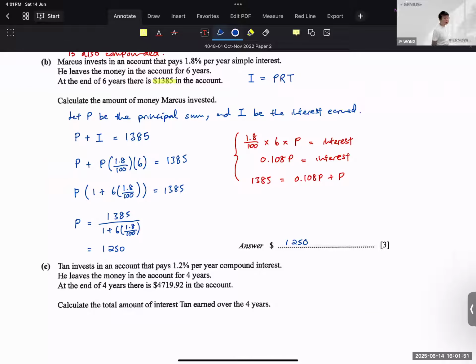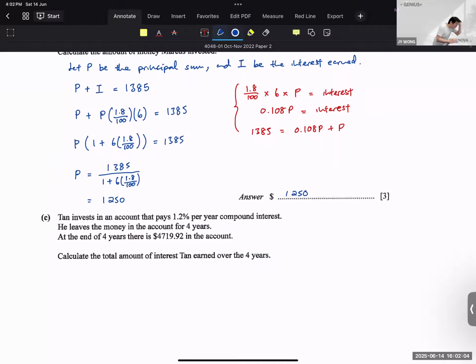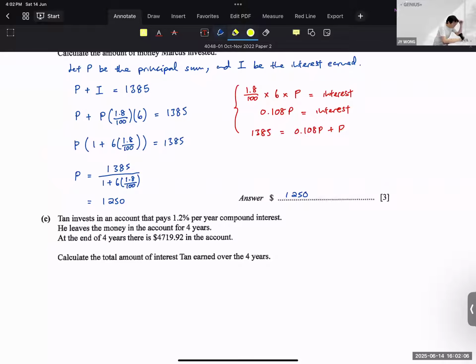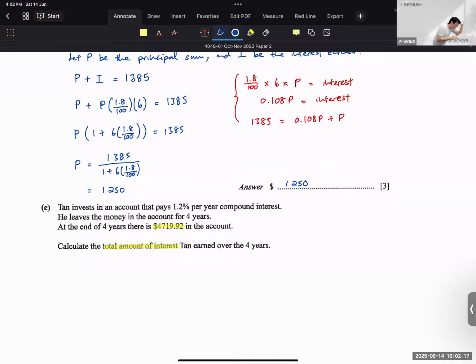C is the one that you have no choice. C is the one that you must apply your formula because it's a compound interest, but they give you the compound interest formula. So there's no reason for you not to know how to use it. They ask you to calculate the total interest earned, not the total sum, because the total sum is given. This is your total sum.